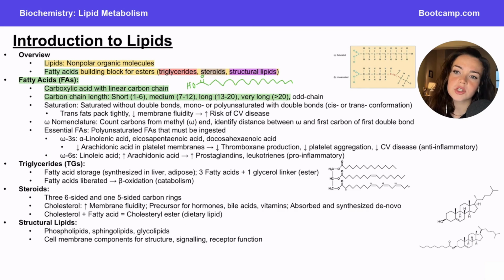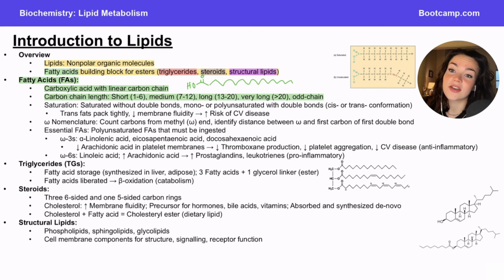And then throughout the chapter, you'll hear us refer to even chain versus odd chain carbons. Again, just referring to whether or not there is an even number or an odd number of carbons along that chain. There's some special implications of odd chain fatty acids versus even chain when we talk about beta oxidation.